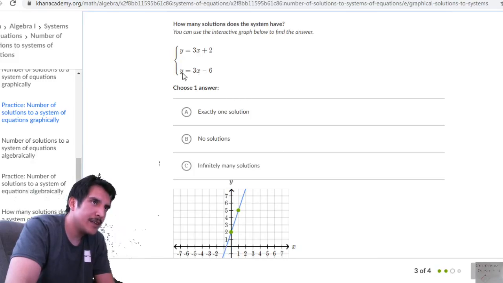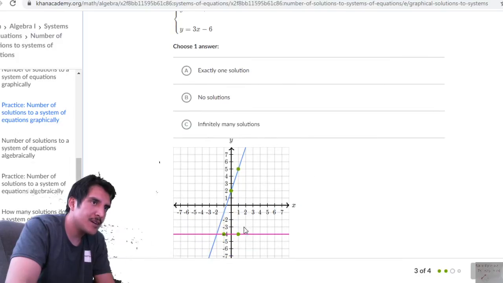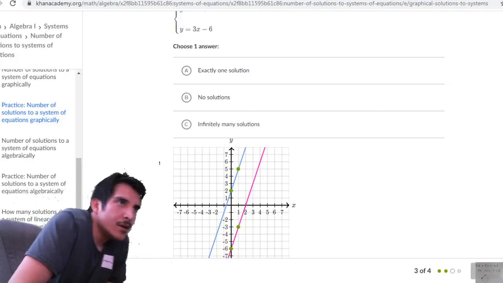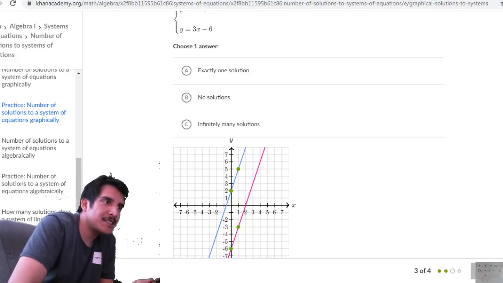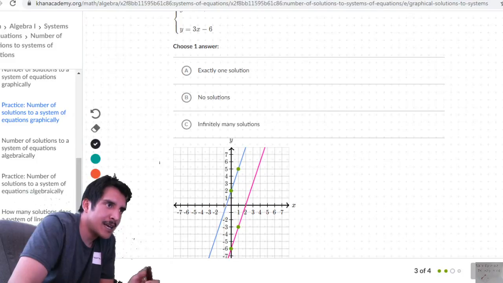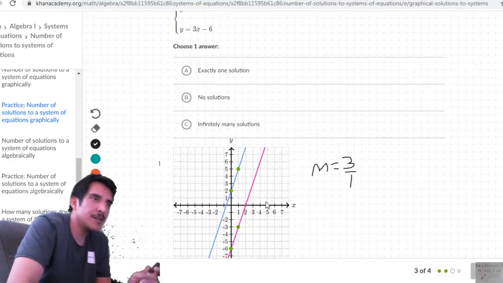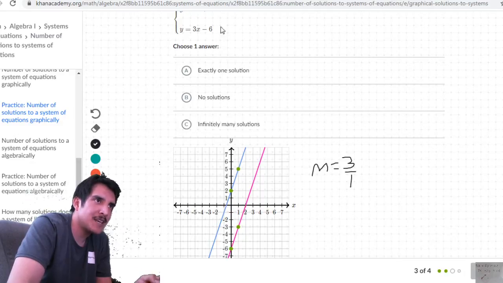The other equation is 3x minus 6. So I'm going to do the exact same slope, but I'm going to begin at minus 6, and I will go up 3, forward 1. Now, if you look at my picture, both of my lines have the exact same slope. In fact, I will use my Khan Academy pen. m equals 3 for both of these. m equals 3 over 1. So if two lines have the same steepness, they have the same slope, that means that they are never, ever, ever going to touch. They are never going to intersect, which means there are no solutions to the system.